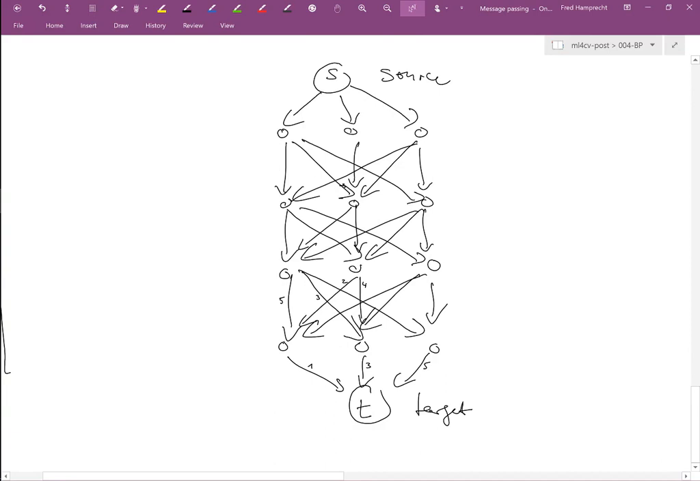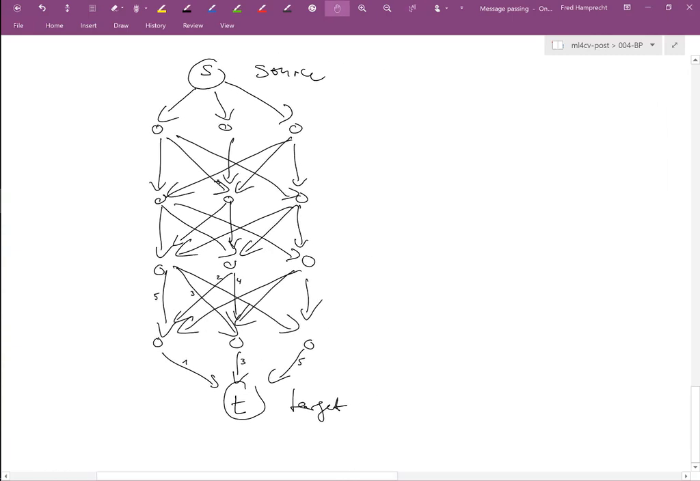Does cost mean the energy? Yeah, let's say cost is energy. So lower is better. And the cost of a path is the sum of the cost of all the edges along that path.